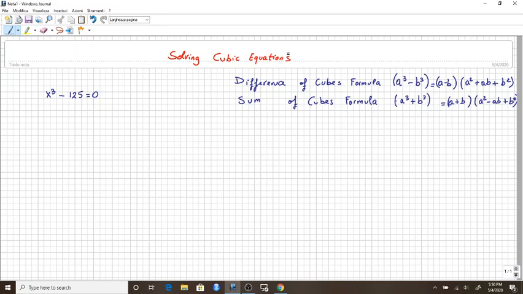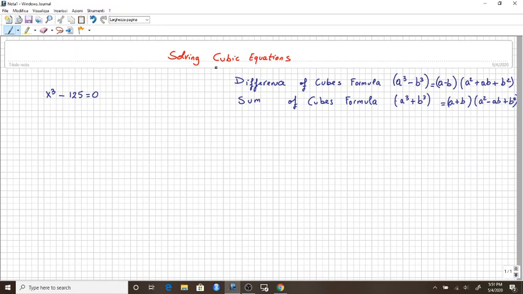Now, how are we going to proceed? Take a look at the two formulas. Which one do you think is represented by the expression we have on the left hand side of this equation? We have x cubed minus 125. So do you think we're going to use the difference formula, or the sum of cubes formula? Well, it looks clear that you should use the difference formula, because there is a minus, right? There is an x cubed minus 125.